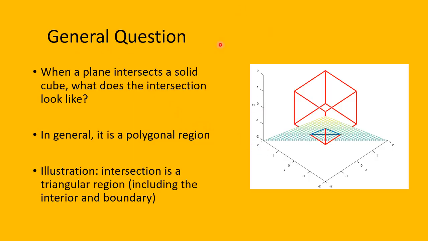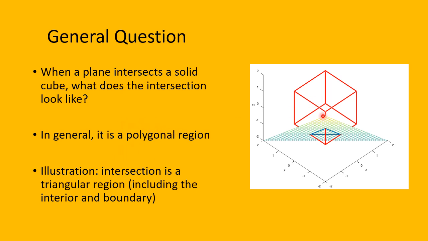So the general question is going to be the following. When a plane intersects a solid cube, what does the intersection look like? In general, this intersection will be a polygonal region. A polygon, which is the perimeter, plus the interior of that polygon. That together will give us a polygonal region.